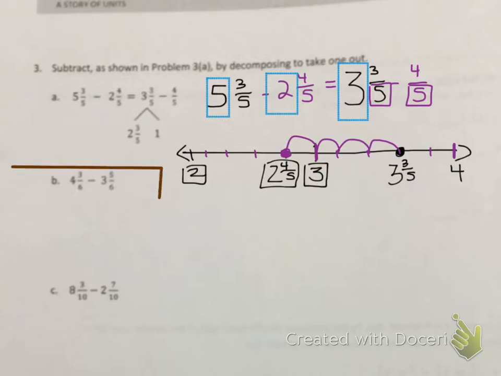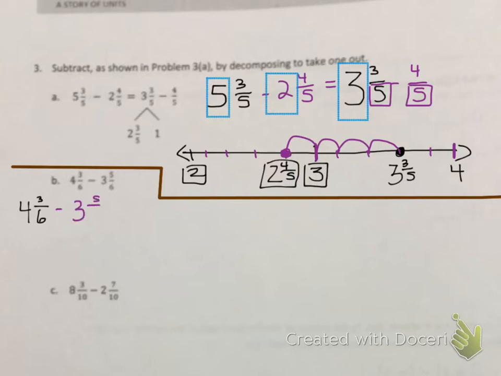I'm gonna just make a bracket so I don't confuse my previous answers. Boom. Awesome. All right, let's work with 4 3/6 and subtract, and we're finding the difference with 3 5/6. So 4 3/6, subtracting 3 5/6. Remember, we are going to subtract the whole numbers first.